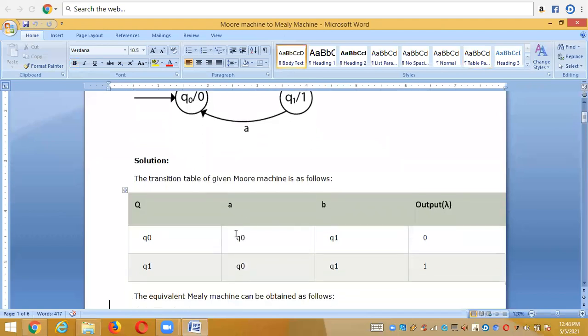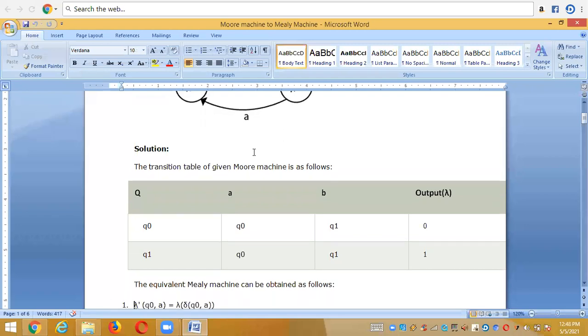This is a transition table for the Moore machine. That means everything from the diagram we just represent in a table like this. Q0 with A goes to Q0, Q0 with B goes to Q1, and the output of Q0 is 0. See, here we have 0 as the output alphabet for Q0, right? So that's why we represent an output 0 for Q0. And Q1 with A is Q0, and Q1 with B is Q1, and the output alphabet for Q1 is 1. So this is the way of representing a transition table for the machine.